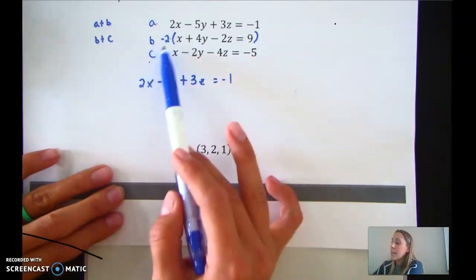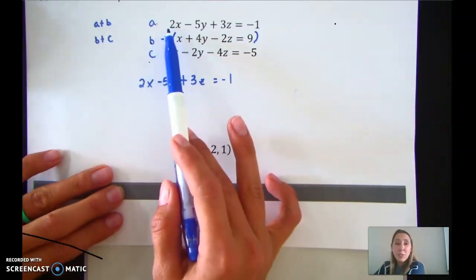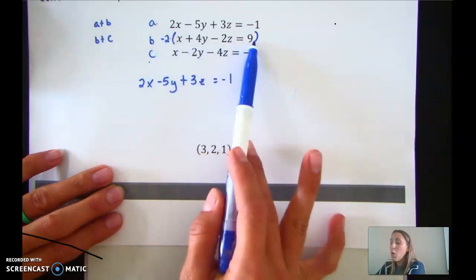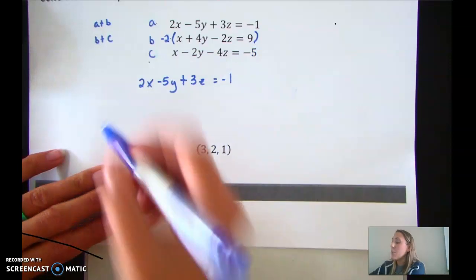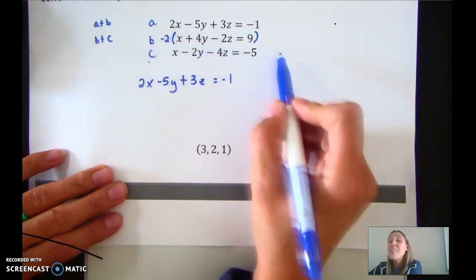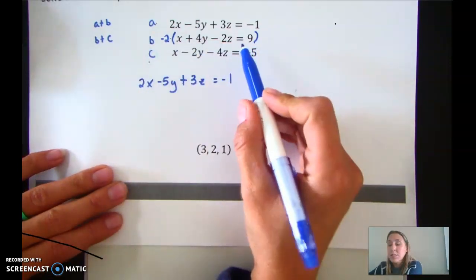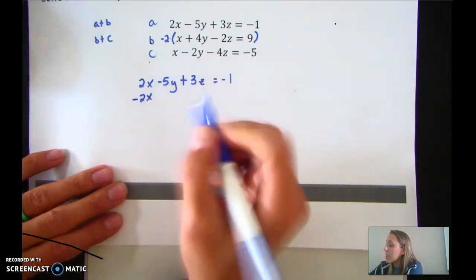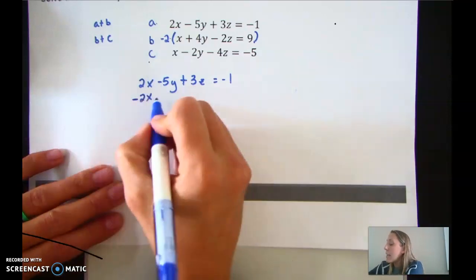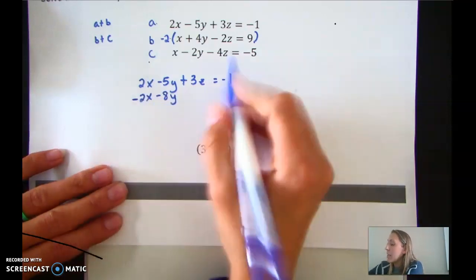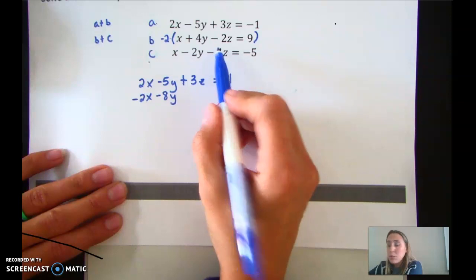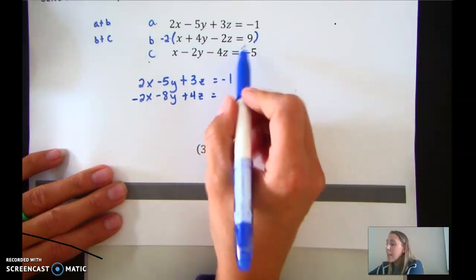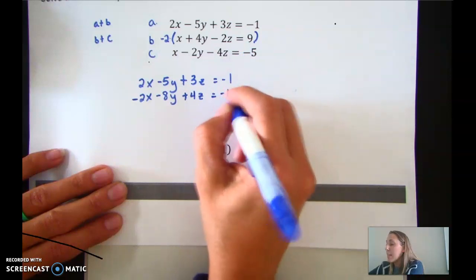So I went ahead and put that I have a positive 2x and I want them to add up to 0. So I need to multiply this whole equation by negative 2. So I'm going to go ahead and do that. And it's everything, including the constant on the other side. So I'm going to do negative 2 times x, which is negative 2x. Negative 2 times 4y is negative 8y. Negative 2 times negative 2z is positive 4z. And negative 2 times 9 is negative 18.